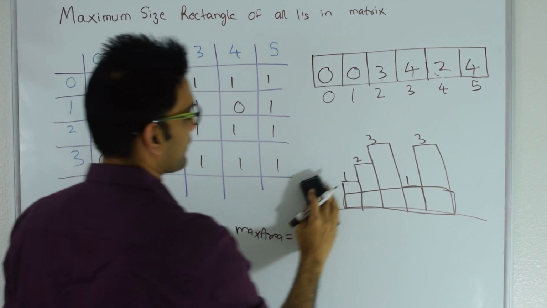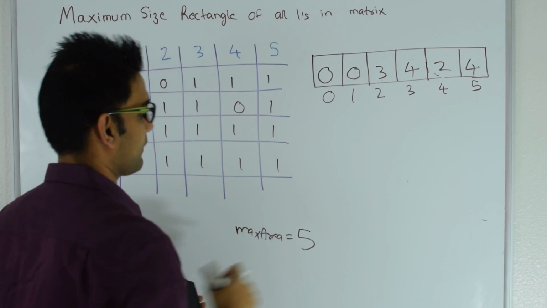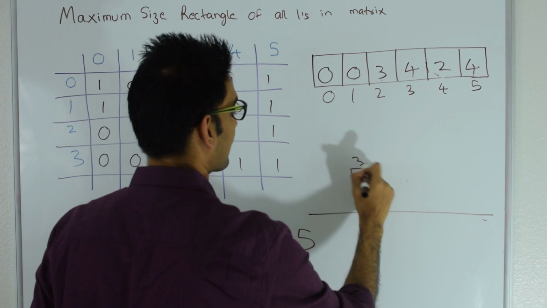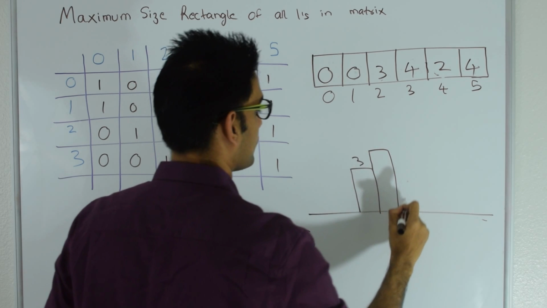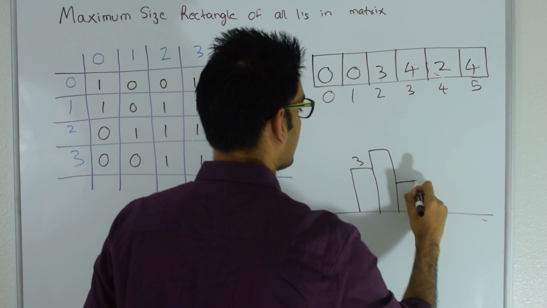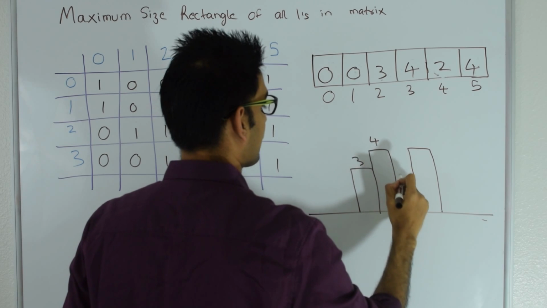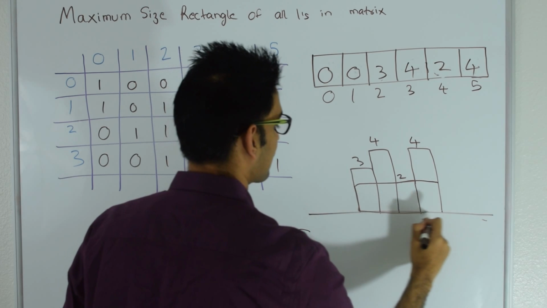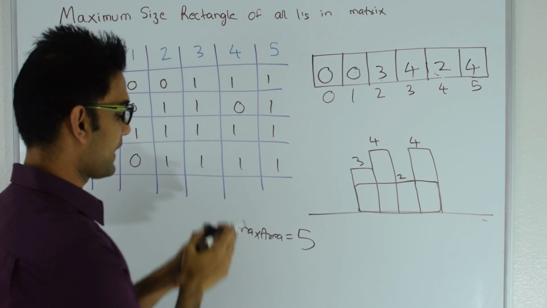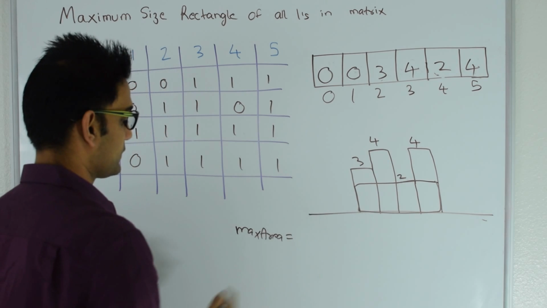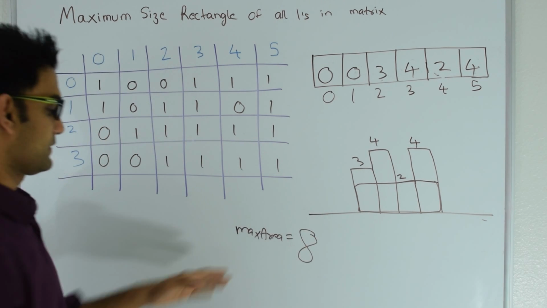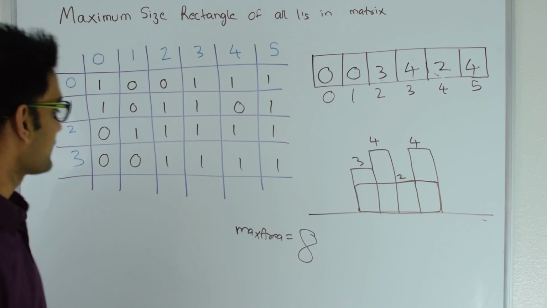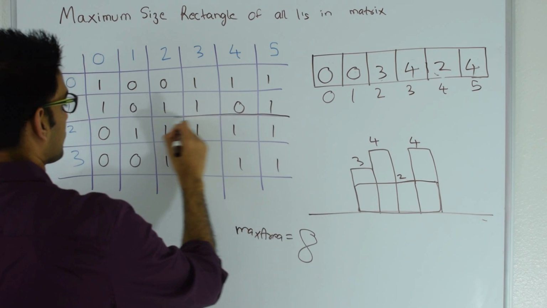Let's create a histogram based on this array. So the histogram will look something like this: 0, 0, and then 3, and then 4, and then 2, and then 4. The maximum area here will be this one, and its area will be 8, and that area is greater than the max area found till now. So our max area becomes 8. So this is it. The max size rectangle in this two-dimensional matrix will be of size 8, and that rectangle is this one.